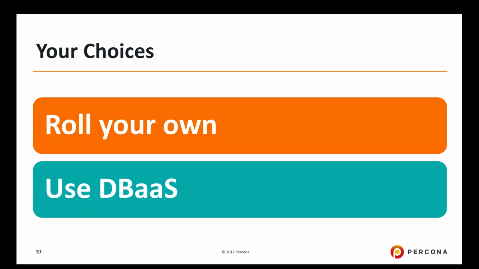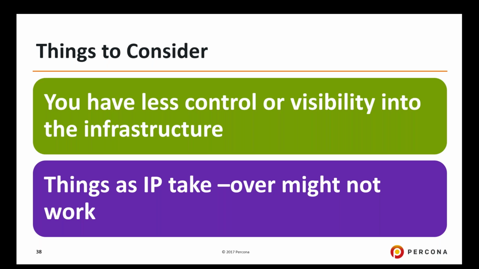Okay, let's talk about availability briefly. Your choice of availability is you either roll your own or use database as a service and the availability it provides you. Now, a thing to consider in the cloud is that you have a lot less control or even visibility into the infrastructure, right? So, for example, things which you may use in your data center, such as IP takeover or even MAC address takeover, may not really work in the cloud.